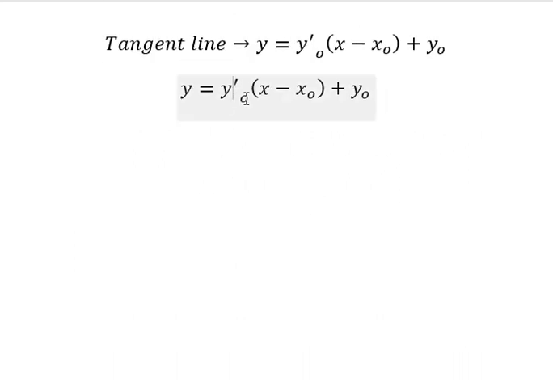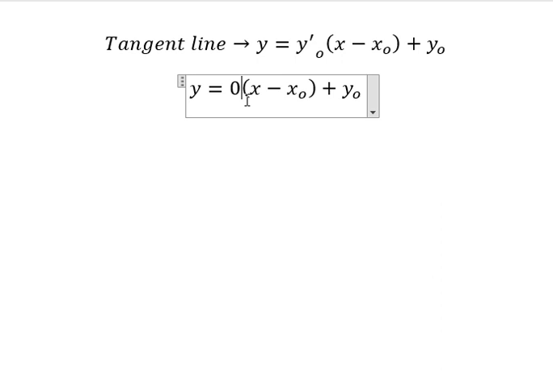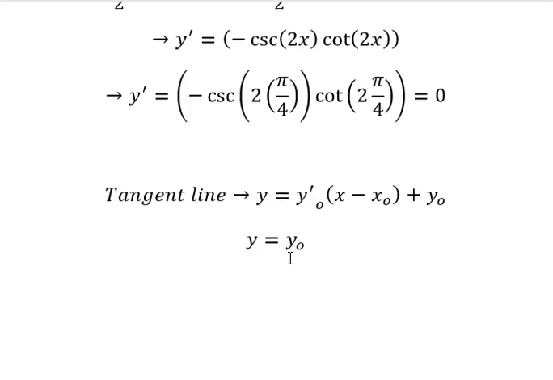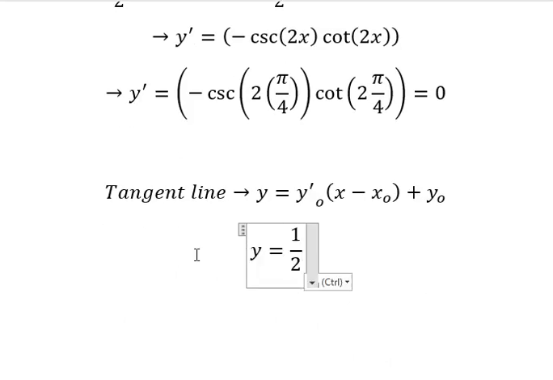So I will put number 0 here. That means the slope equals number 0. So y at that point is 1 over 2. And this is the final answer. This is the end.